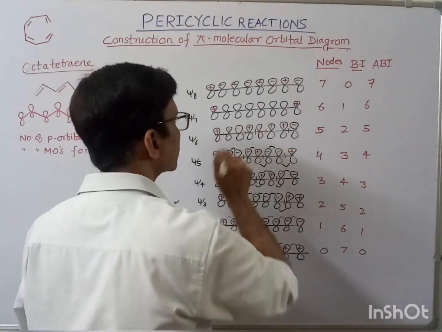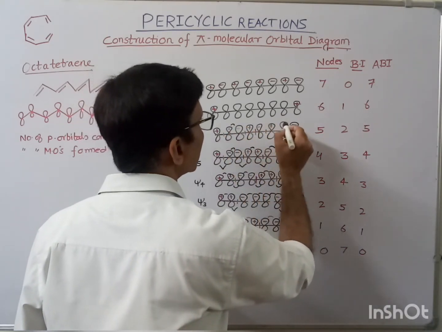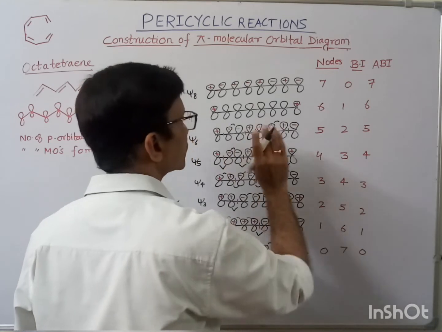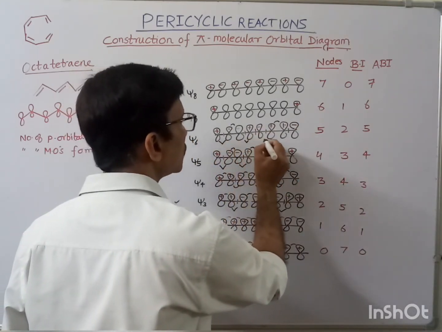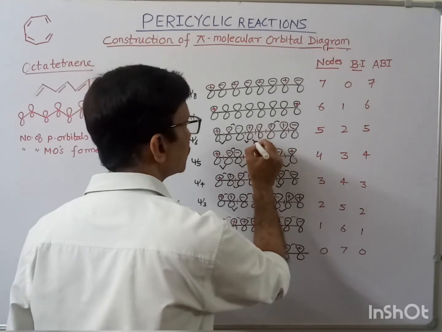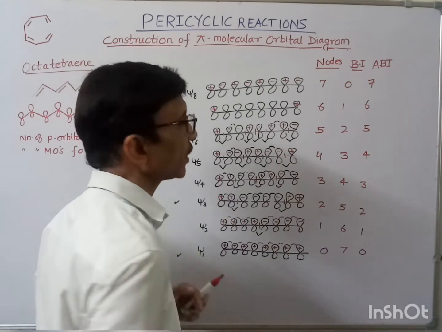So how many bonding interactions can you see? This is 1 bonding interaction, and this is another bonding interaction. The rest are anti-bonding interactions: 1, 2, this is 3, this is 4, and this is 5.